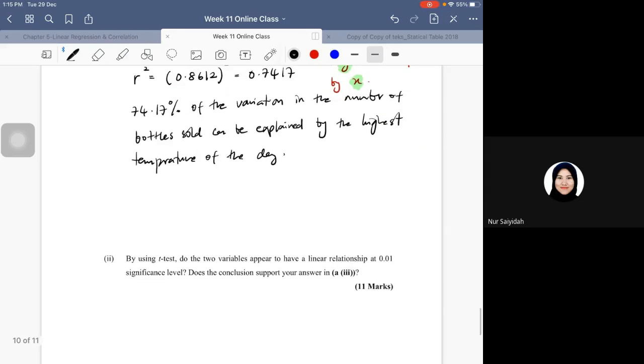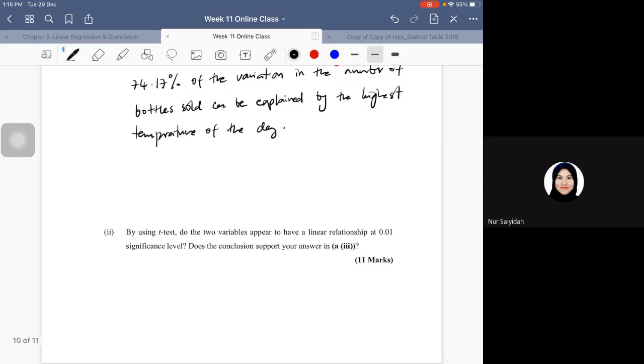Okay, and question number 2 over here. The question asks you to use t-test. I'm not going to discuss this today. This is going to be our topic of discussion for the next online class, because this is going to be in topic 5.3. So this has got to do something with the ANOVA table. So I'm not going to discuss this today.